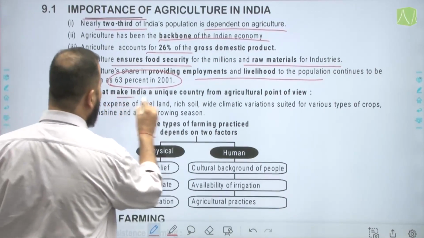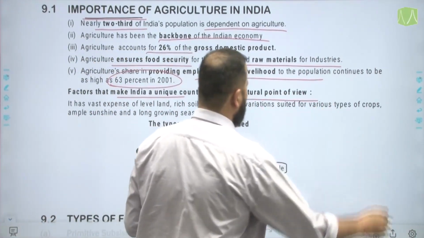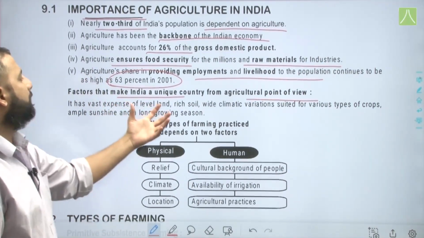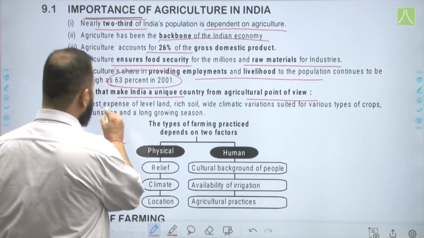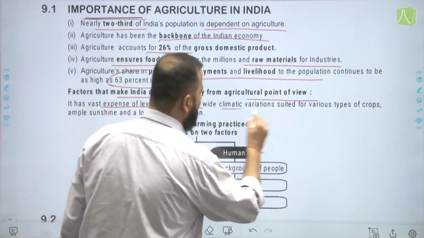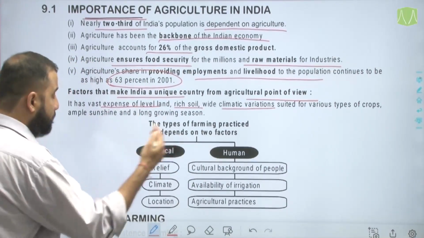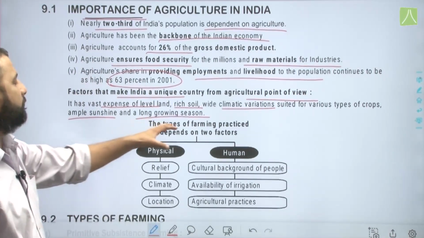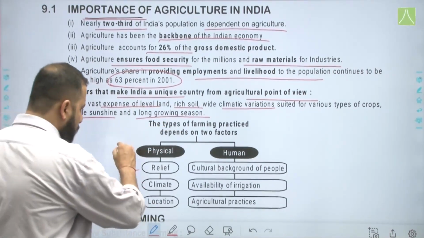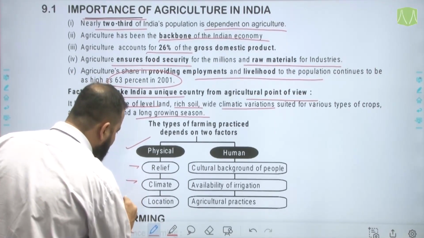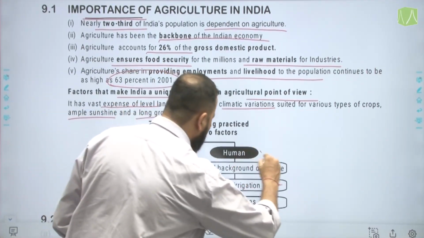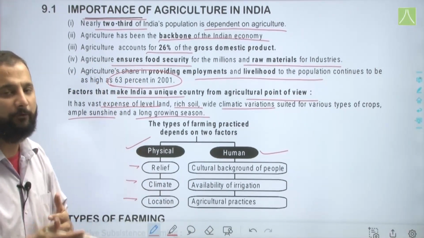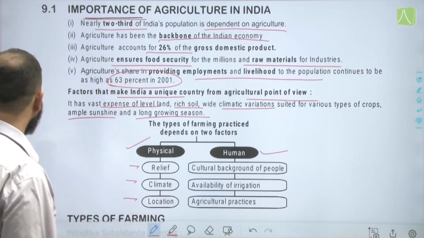Now, factors that make India a unique country from the agriculture point of view. These are some of the features: a vast expanse of land which is rich in soil, wide climatic variations suited for various types of crops, and ample sunshine and a long growing season. The types of farming practice depend on two factors. First is physical, which includes relief, climate as well as locational factors, and then human, which is the cultural background of people, availability of irrigation as well as agriculture practices which are being followed in that particular area.